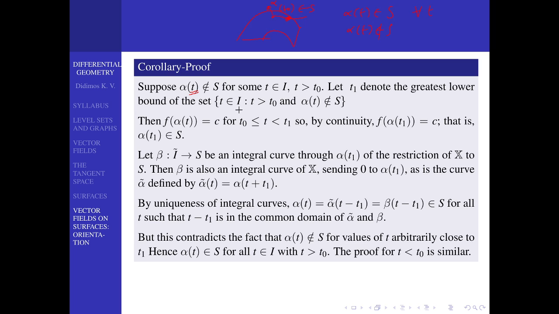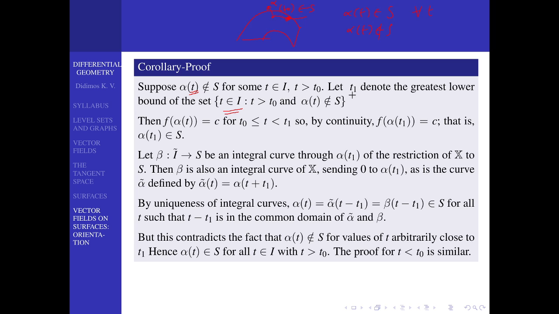Then what happens? You consider this set of all t belongs to I, t greater than t naught, and alpha of t does not belong to S. If one such point exists, then collect all such points there. Then f of alpha of t is equal to c for t naught less than or equal to t less than t1. Okay, so by continuity f of alpha of t1 equals c.